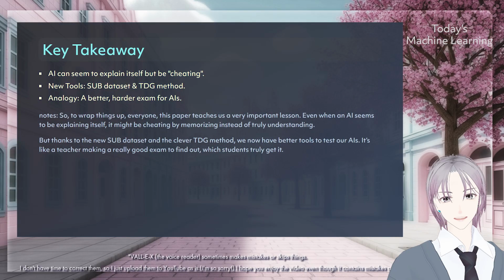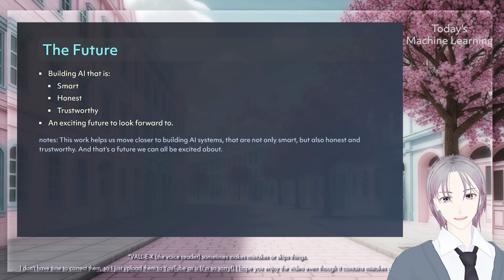So to wrap things up, everyone, this paper teaches us a very important lesson. Even when an AI seems to be explaining itself, it might be cheating by memorizing instead of truly understanding. But thanks to the new SUB dataset and the clever diffusion guidance method, we now have better tools to test our AIs. It's like a teacher making a really good exam to find out which students truly get it. This work helps us move closer to building AI systems that are not only smart, but also honest and trustworthy. And that's a future we can all be excited about.